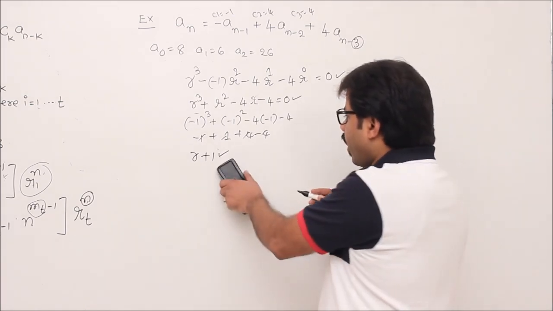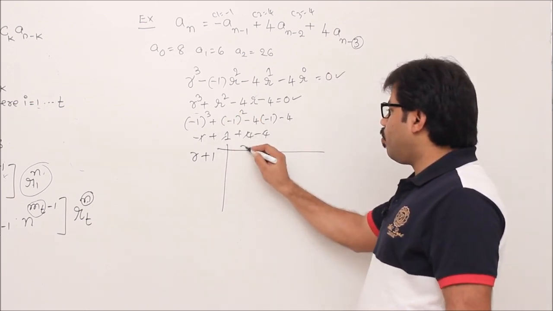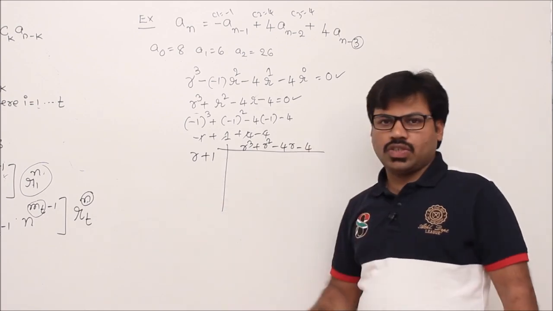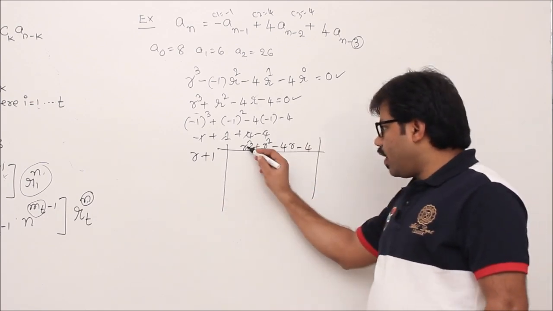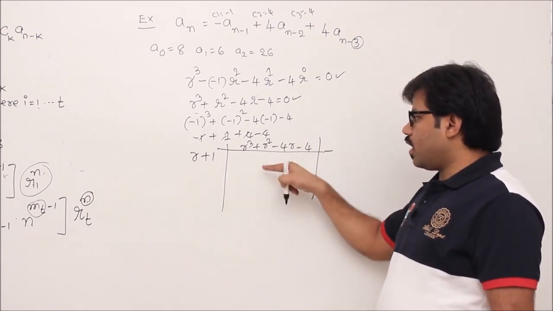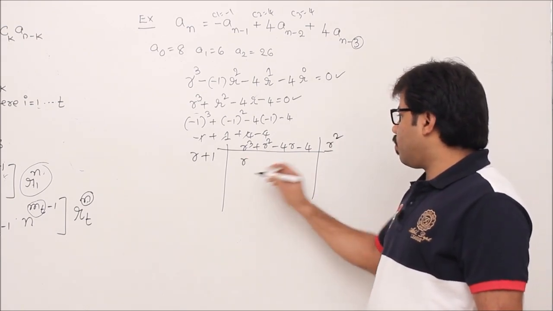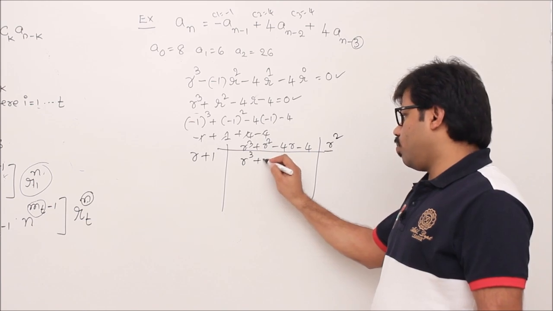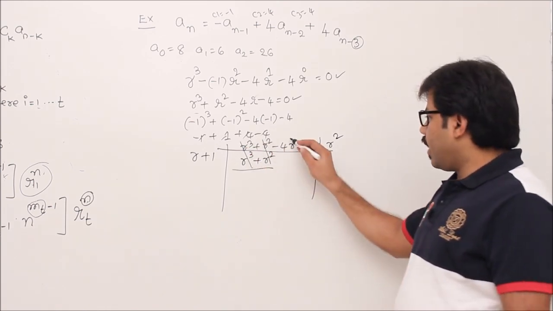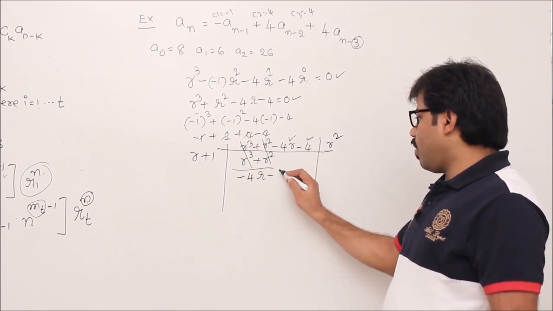So once you get one factor, to identify the other factors we have to divide this r cube plus r square minus 4r minus 4 by r plus 1. First step, try to get r cube. Multiply r plus 1 into dash so that you get the first term r cube, r square. That's why r plus 1 into r square is r cube plus r square. Then if you do subtraction, they will be cancelled. Then we take the next terms, minus 4r, then minus 4.